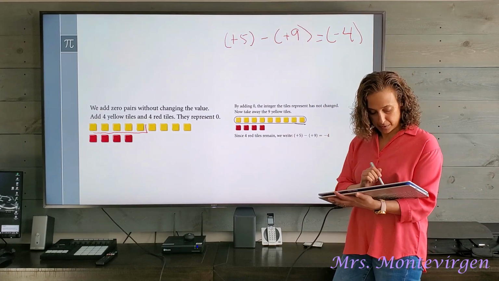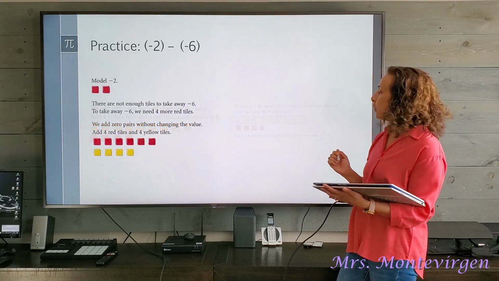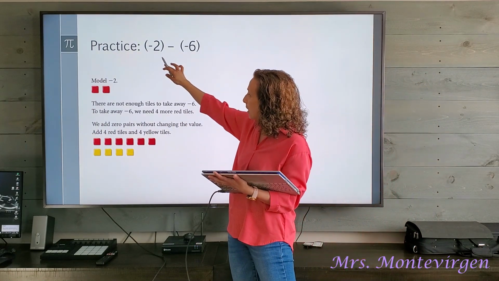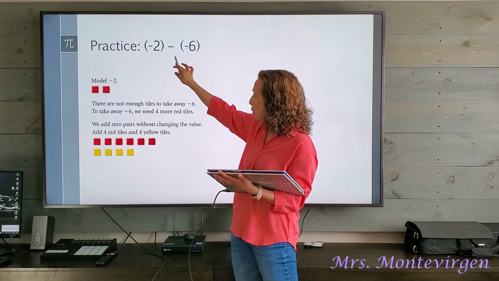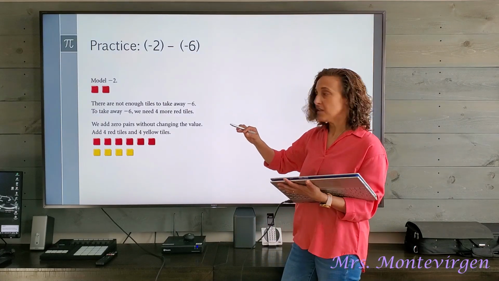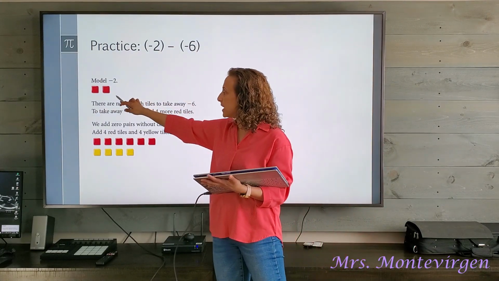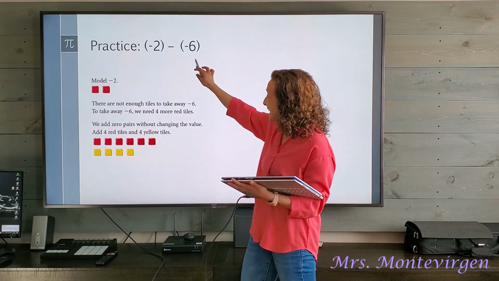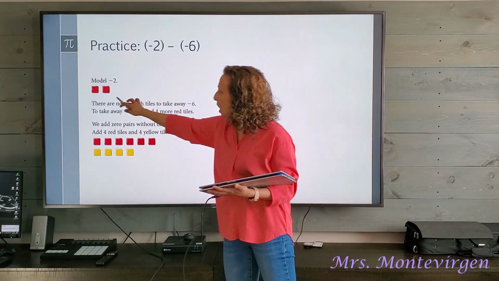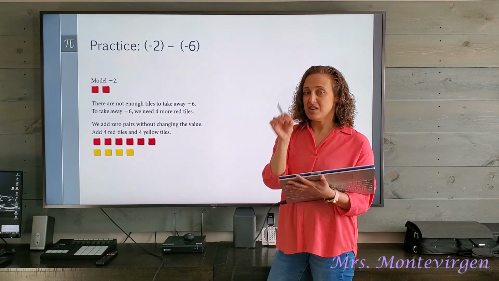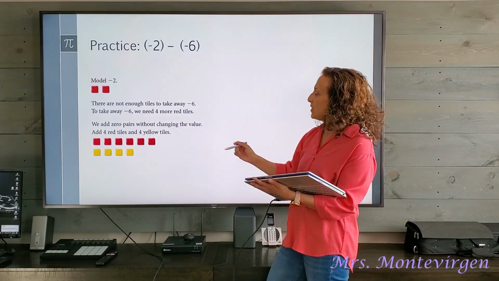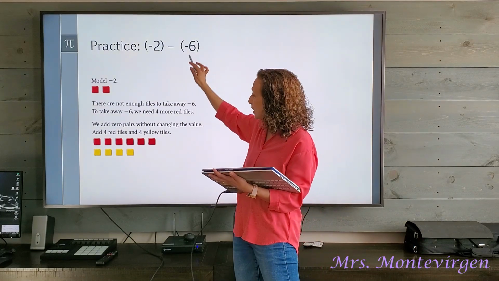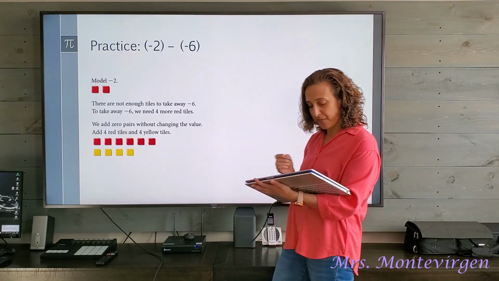Okay? We're going to do another example. It's going to take a couple of practice runs before we can get to it. So here's another question. We have -2 take away -6. So again, we're going to go back to the beginning. We're going to model the -2. But as you can see, I can't take away -6. I don't have enough negative tiles to do that. So how many more tiles am I going to have to add in order to take away 6? I'm going to have to add 4 more.